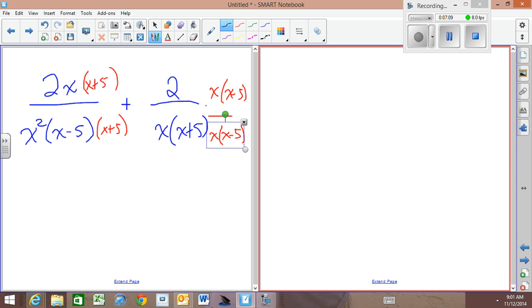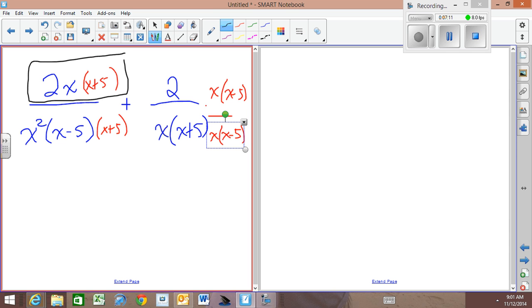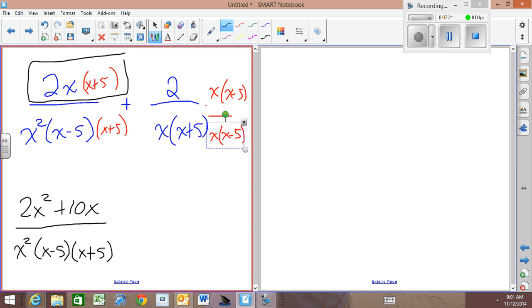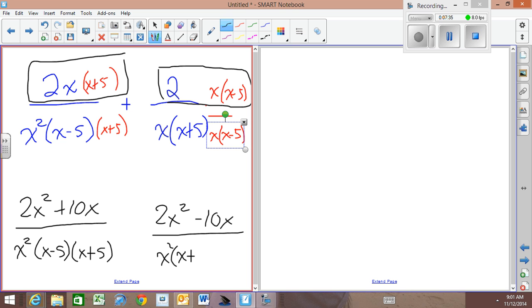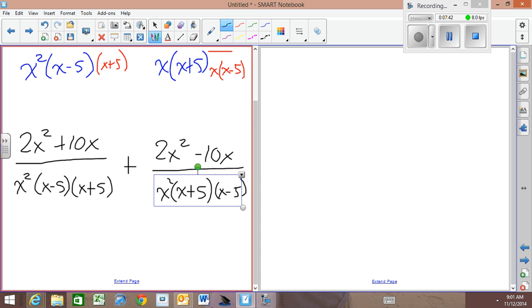So my first numerator, I'm going to distribute the 2x: 2x squared plus 10x, and that now is written over my LCD. The second fraction, I have to multiply 2 times x times the quantity x plus 5. So 2x squared minus 10x. And all of that is also over the LCD of x squared times x plus 5 times x minus 5. Those two fractions are being added.